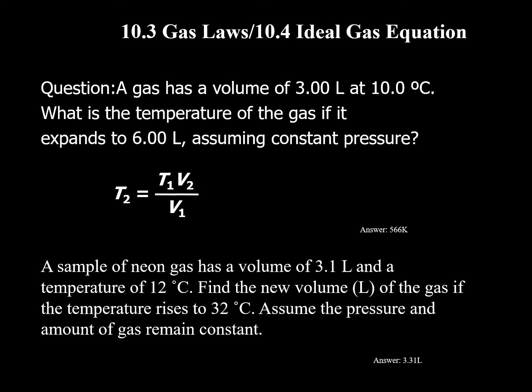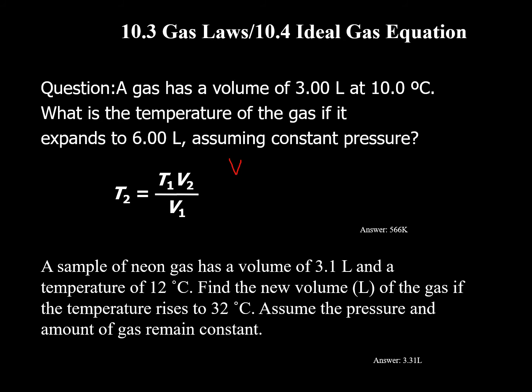The equation is already isolated for you. A gas has a volume of 3 liters at 10 degrees Celsius. What is the temperature of the gas if it expands to 6 liters, assuming constant pressure and amount of gas as well? Again, you use V1 divided by T1 equals V2 divided by T2, and you want to isolate T2.